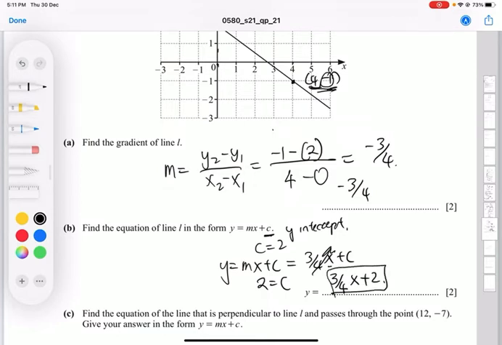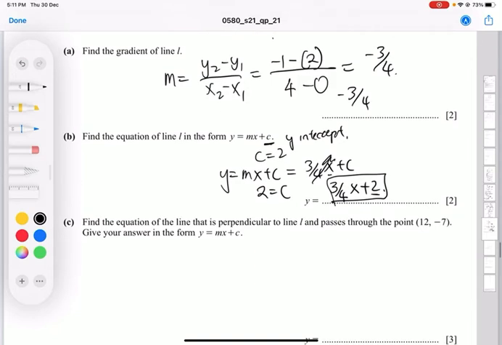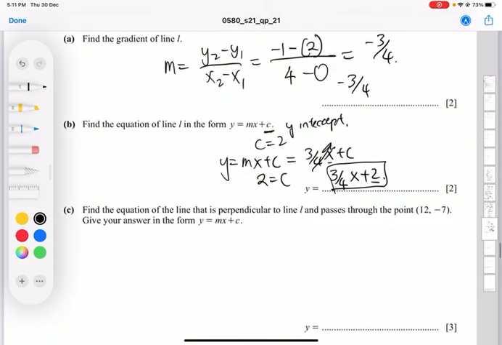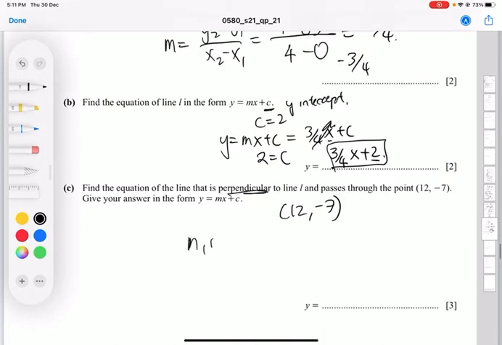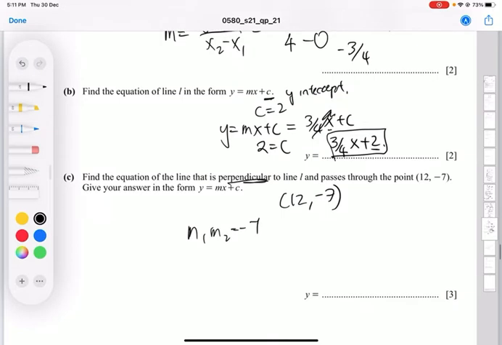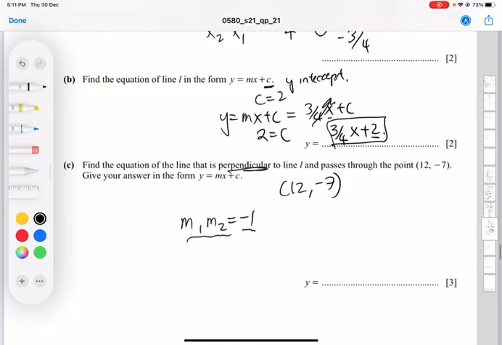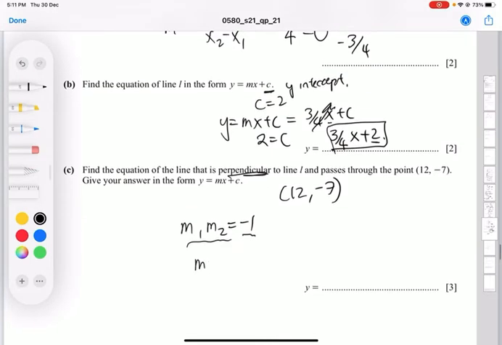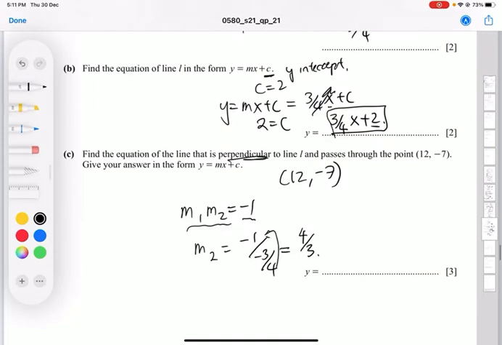Okay, that's your y-intercept. Now I ask you to find the equation of a line that is perpendicular to the line and passes through the point (12, minus 7). When you see perpendicular, you immediately think of the equation m1 m2 equals minus 1. That tells you that when you multiply both gradients, that gives you minus 1. So you know m1, that's minus 3 on 4. So m2 is minus 1 over minus 3 on 4. Put it in the calculator or whatever. That should give you 4 on 3. So essentially flip it. Okay. So a positive gradient here.